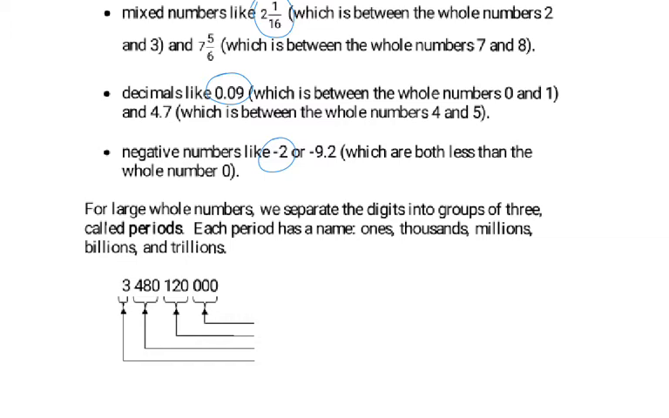When we look at large whole numbers, we separate the digits into groups called periods. And this first group here is called the ones. So that would be numbers from 0 up to 999. The next group of numbers, those are the thousands. So in this case, we have 120 thousands. And the next group are called the millions. So we have 480 million there. And then the last group is the billions.